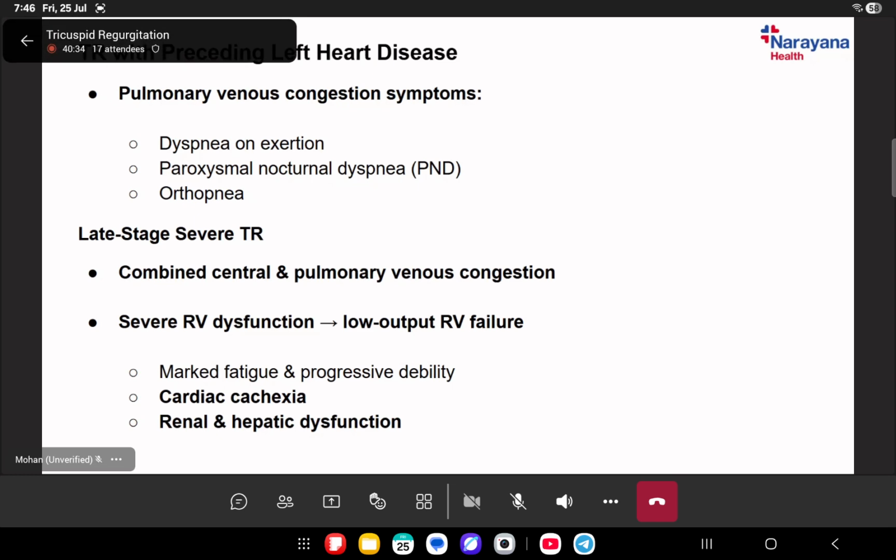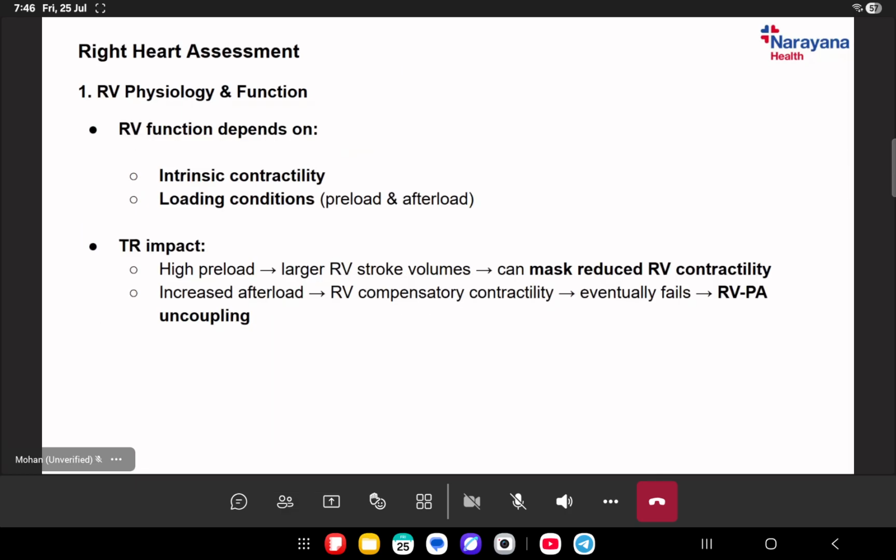Severe RV dysfunction, low output RV failure, marked fatigue and progressive disability. And then last, cardiac cachexia and renal and hepatic dysfunction, with end organ dysfunction will start. Coming to the assessment of the right heart.